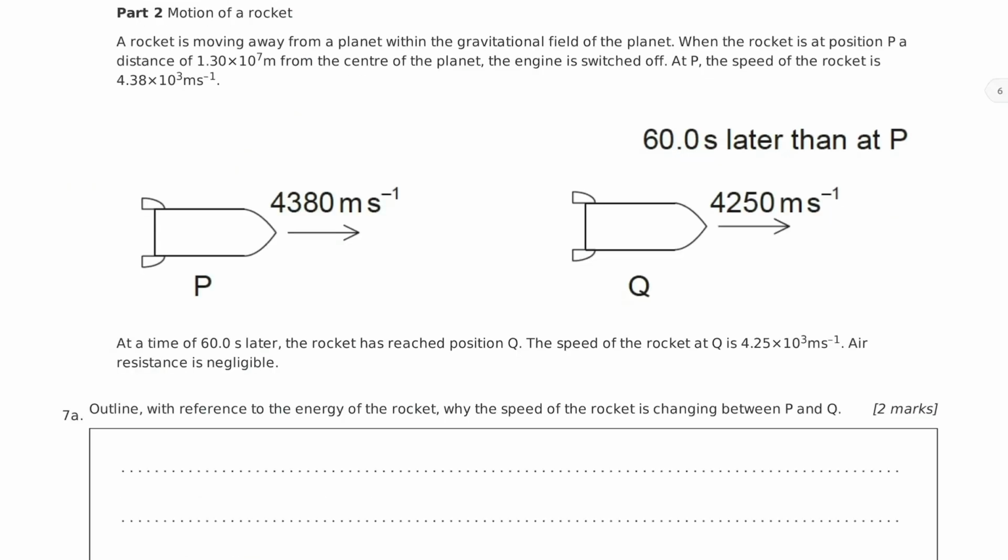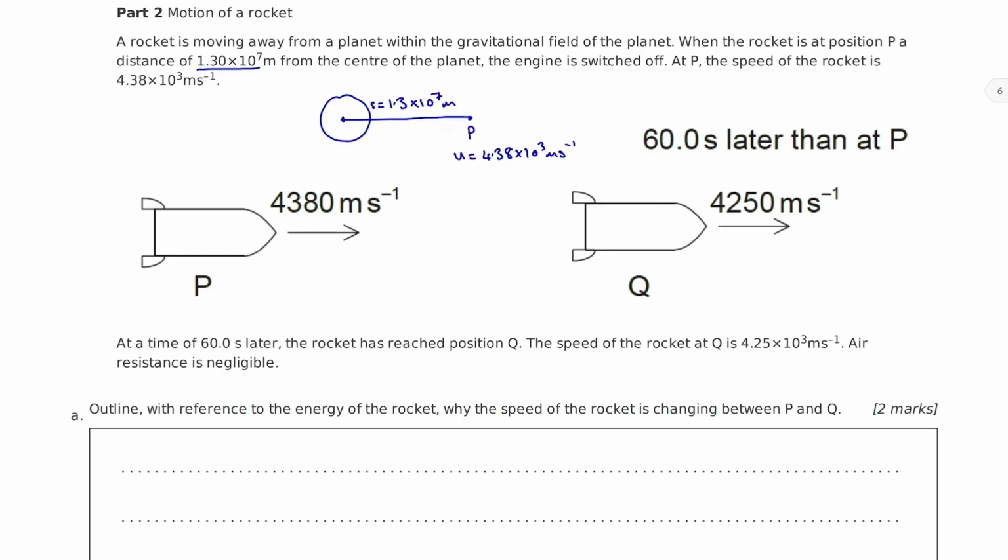There we go. Question 7, motion of a rocket. A rocket is moving away from a planet within the gravitational field of the planet. When the rocket is at position P, a distance of 1.3 times 10 to the 7 metres from the centre of the planet, the engine is switched off. So we've got a planet. That's position P. At P, the speed of the rocket is 4.38 times 10 to the 3 metres per second, so that's the initial speed. And our distance, s, is equal to 1.3 times 10 to the 7.